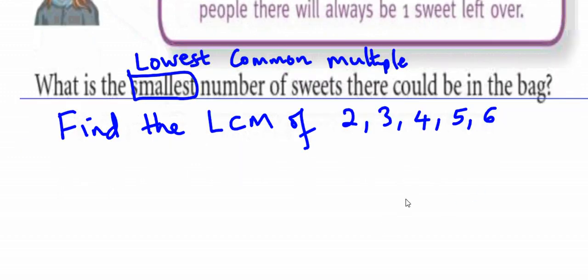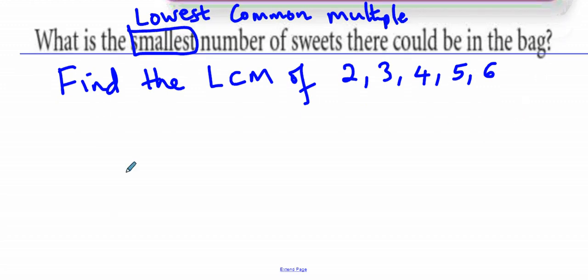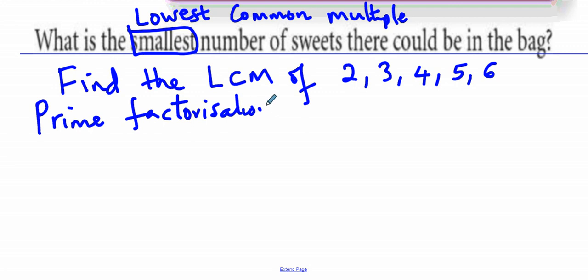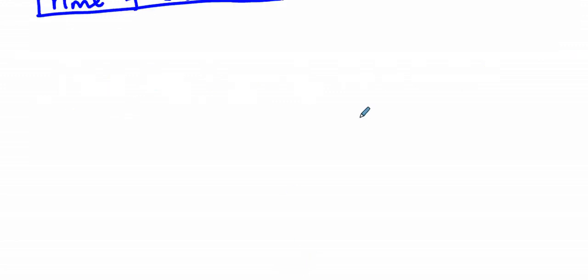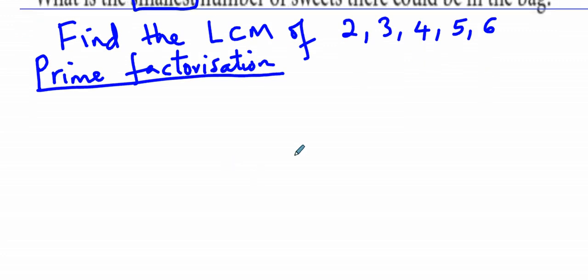Okay, now I explained to you 3 methods of finding the LCM of numbers, and here I will go for one of the methods, which we call prime factorization. So I'm going to use this method to work out the LCM of 2, 3, 4, 5, and 6. Now, if you want to know how this method is done, stay tuned over here. I'll do it for you.